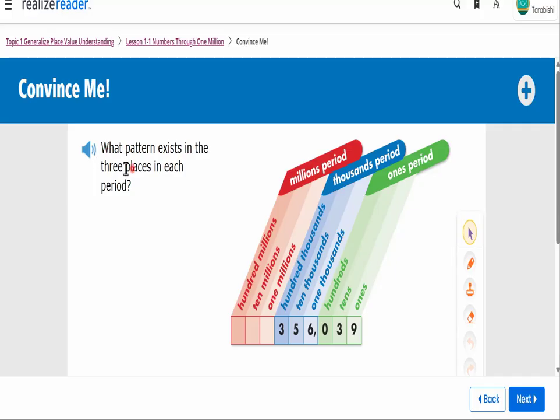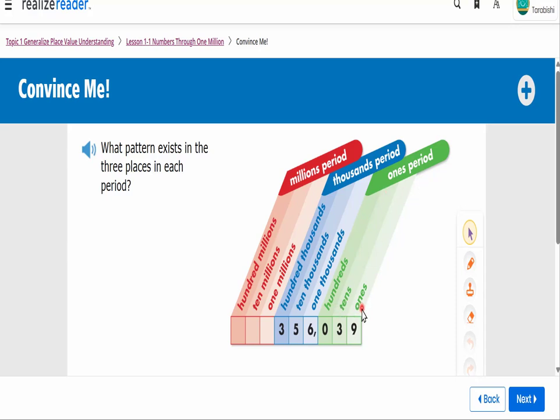What pattern exists in the 3 places in each period? So here we can see that all of these periods, this is the ones period, the thousands period, and the millions period, as in an area. In the millions period, we have 100 millions, 10 millions, 1 millions. When we look at the thousands period, we have 100,000s, 10,000s, 1,000s. And then for the ones period, we have hundreds, tens, and ones.